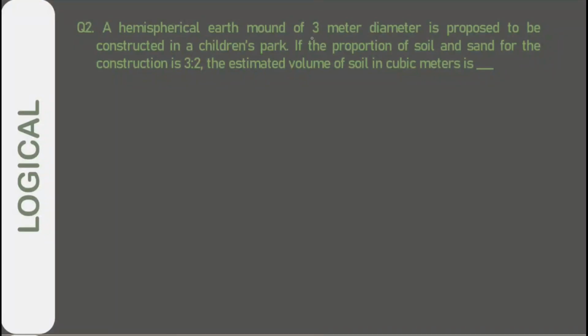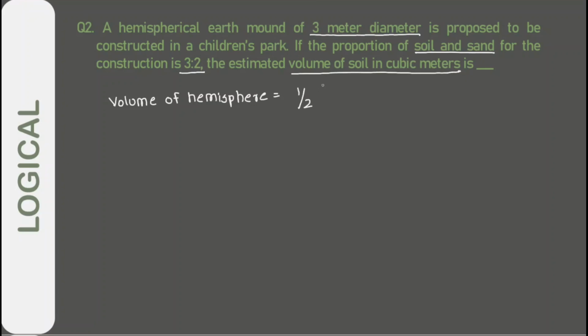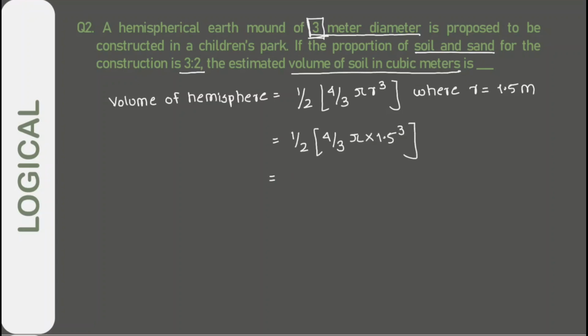A hemispherical earth mound of 3-meter diameter is proposed to be constructed in a children's park. If the proportion of soil and sand for the construction is 3:2, the estimated volume of soil in cubic meter is? The volume of hemisphere is half into 4 by 3 into pi r cube, where the diameter is given as 3, so the radius is 1.5 meter. Substituting the value, we get the volume of hemisphere as 7.07 meter cube.